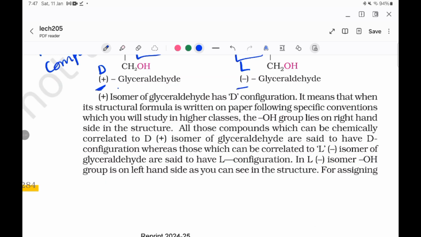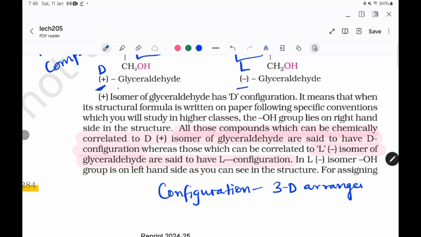Here, what they are mentioning is that all those compounds which can be chemically correlated to the D plus isomer of glyceraldehyde are called as having D configuration, whereas those which can be correlated to the L minus isomer of glyceraldehyde are called as having L configuration. There is a word mentioned in the paragraph, configuration. The meaning of the word configuration is simply the three-dimensional arrangement of atoms around a given atom.